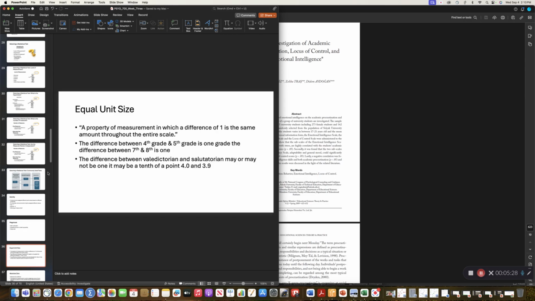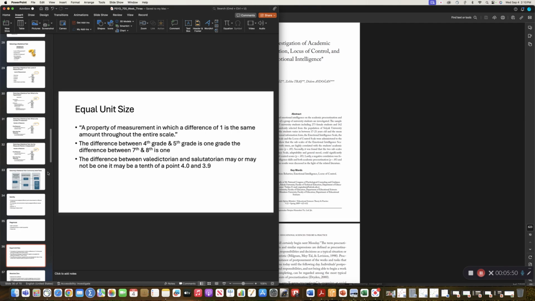So they would have that property of magnitude in their ranking. Equal unit size. Another property of data is equal unit size. So if we're measuring and we want to know that a difference of 1 is the same throughout the entire scale, like the difference between 4th grade and 5th grade is 1 grade. The difference between 7th grade and 8th grade is 1 grade.